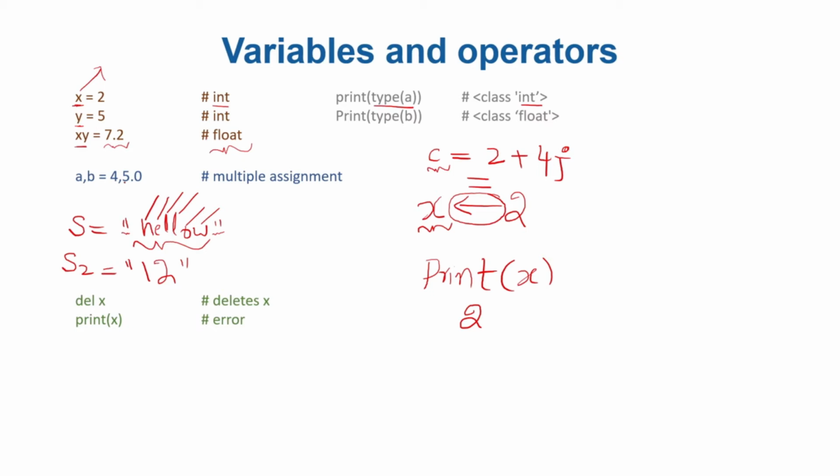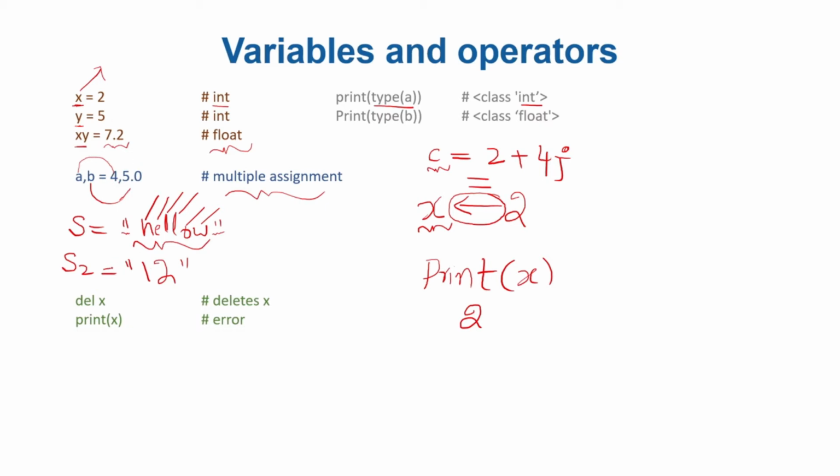Further, you can assign more than one value to more than one variable in a single line. That is sometimes called multiple assignment. For example, if you write a comma b equals 4 comma 5.0, then 4 will be assigned to a and 5.0 will be assigned to b. Notice one thing: although 5.0 looks like an integer, when you write a decimal expansion, it automatically becomes float. So if you check the type of a, it will be integer, and if you check the type of b, it will be float.